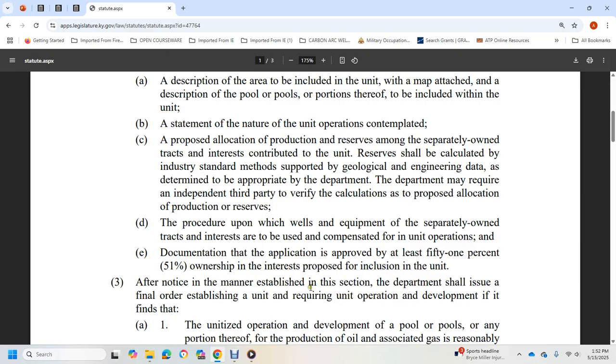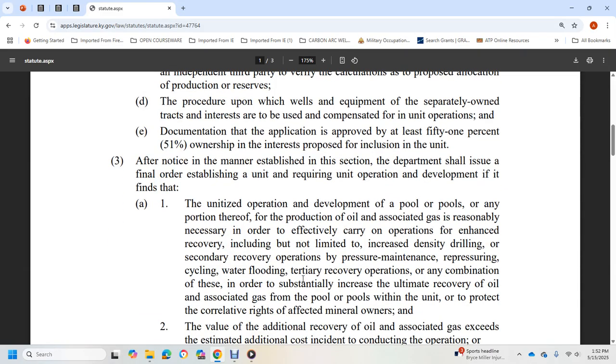requiring unitization and the development of the pool or pools, or any portion thereof, for production of the oil and associated gas as necessary in order to effectively carry out the operation at hand with the recovery, included but not limited to increased density of drilling, secondary recovery operation, pressure maintenance, repressuring, cycling, water flooding, tertiary recovery operations, or any combination of these, in order to substantially increase the ultimate recovery of the oil and associated gas from the pool or pools within the unit and to protect the correlative rights of the affected mineral owners.